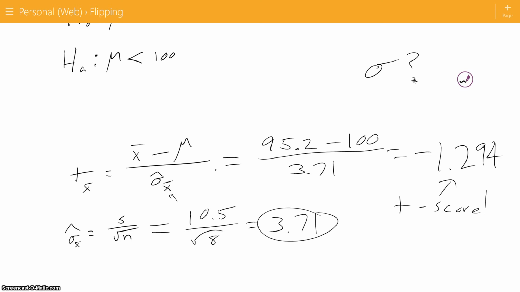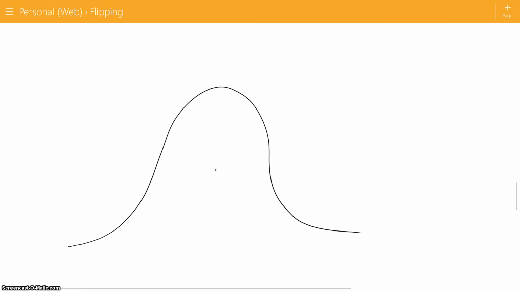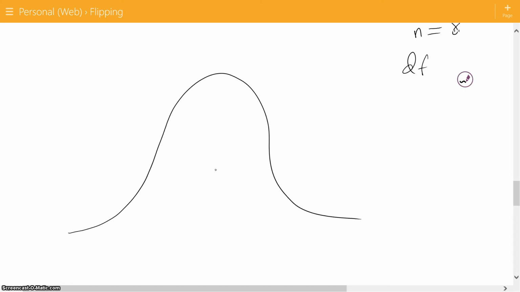Now, what does this mean? We're going to need to think about this visually for a moment. So I've got a t-distribution here, what this looks like, and I know that I've got a sample size of n. Okay, my n equals 8. Therefore, for this one sample t-test, I've got degrees of freedom of, that's just n minus 1. So n minus 1 would give me 7. So I've got 7 degrees of freedom.